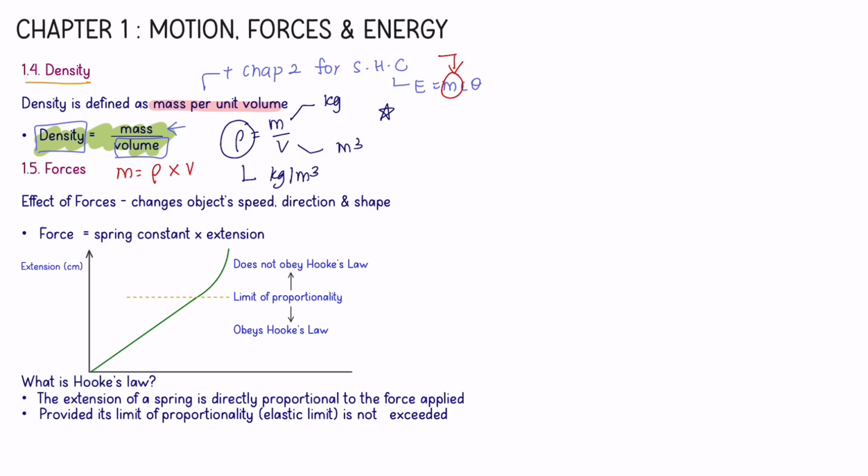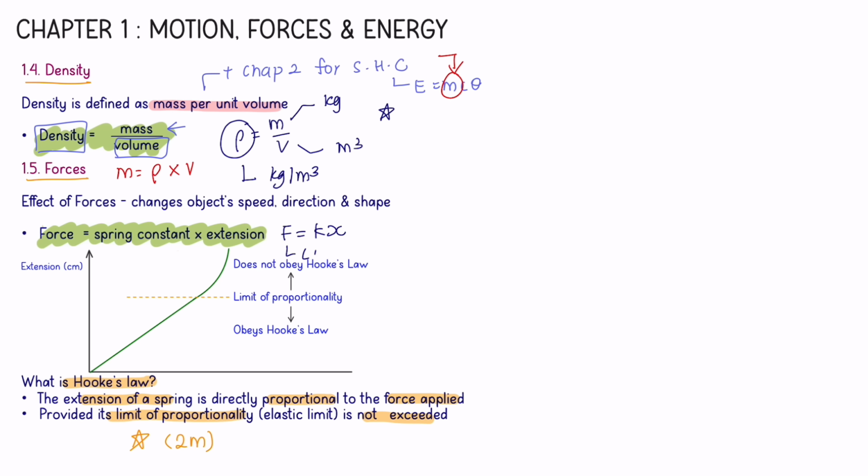Next, under the subtopic of forces, you're going to have to learn a lot of formulas. One of them is based on the principle of Hooke's law, whereby the extension of a spring is directly proportional to the force applied, provided that its limit of proportionality is not exceeded. Make sure you know the principle of Hooke's law, because you could be asked and this would give you 2 marks. And the formula for this is F equals K times X.